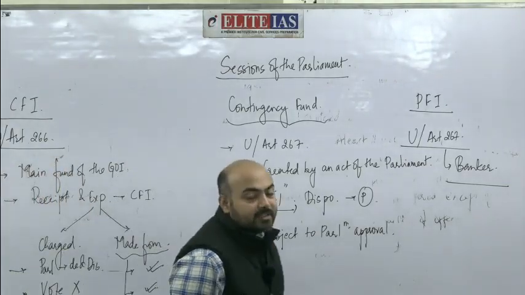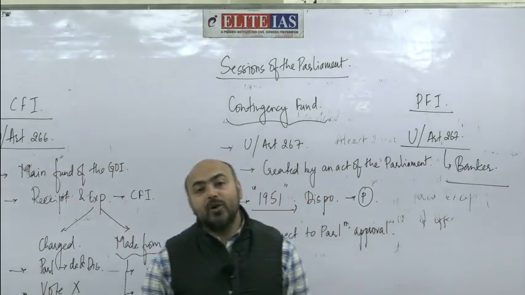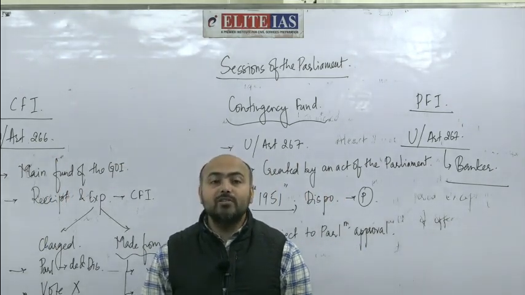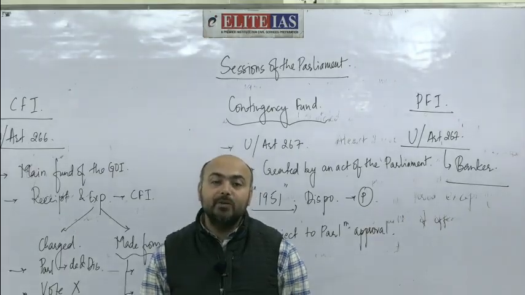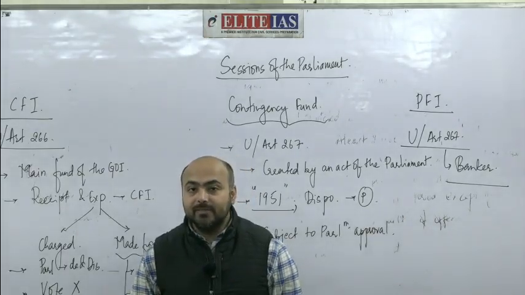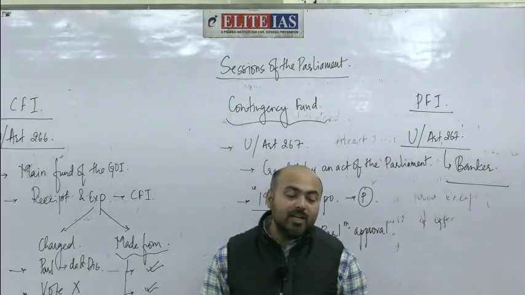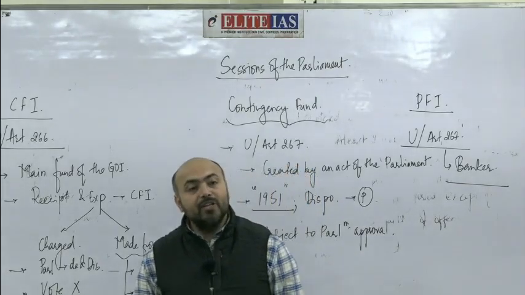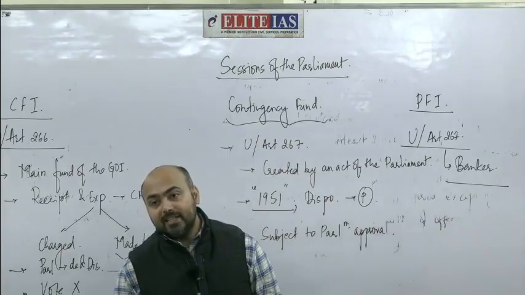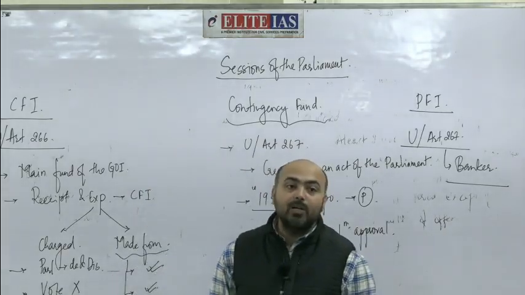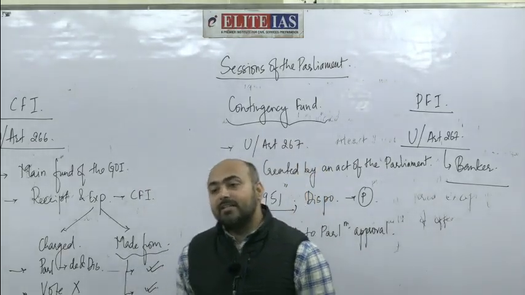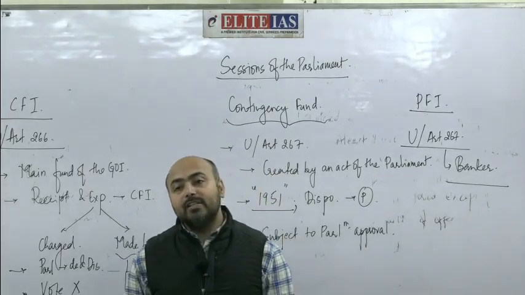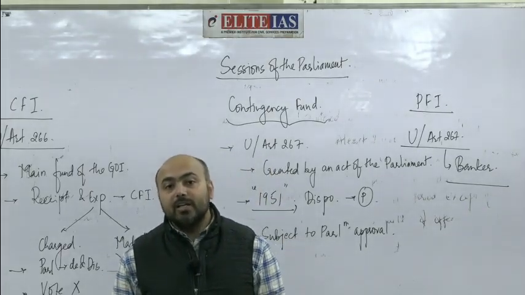There have been 3 instances in India wherein this joint sitting has been convened by the President. First was the Dowry Prohibition Bill, taken up in 1961. Second was the Banking Services Repeal Bill, taken up in 1978, and then there was the POTA Bill, the Prevention of Terrorist Activities Bill, taken up in the year 2002. In all these three cases, a joint sitting was convened.